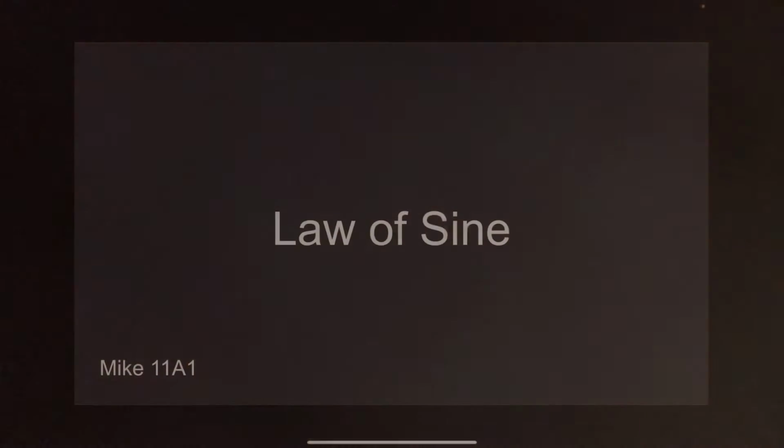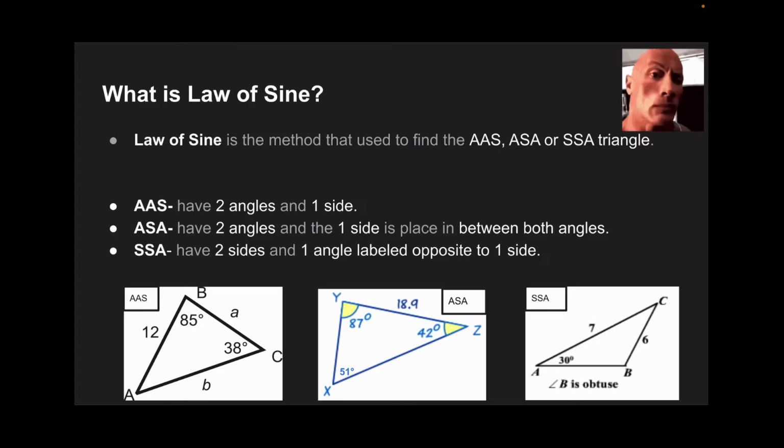Today I will be reteaching about the law of sines. Alright, let's get started. What is the law of sines? The law of sines is the method used to find the missing parts of an AAS, ASA, or SSA triangle.